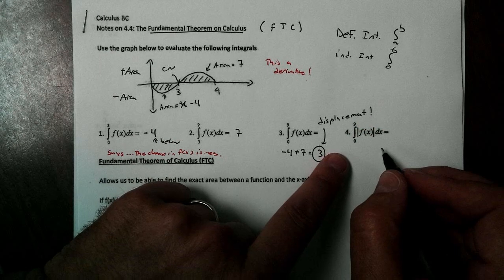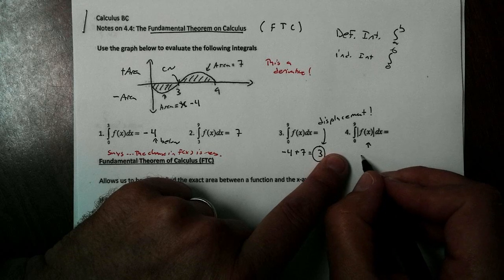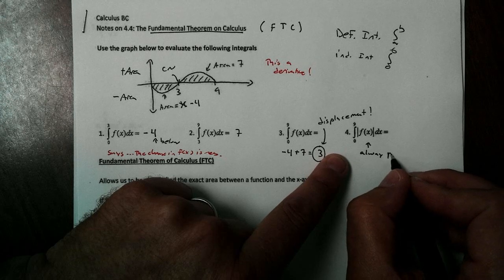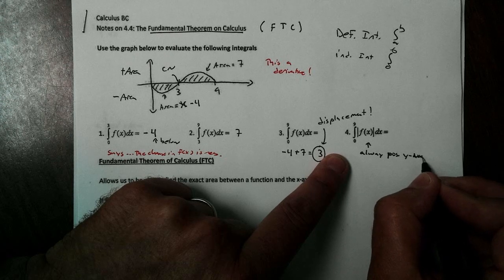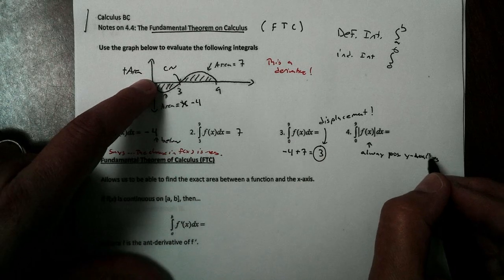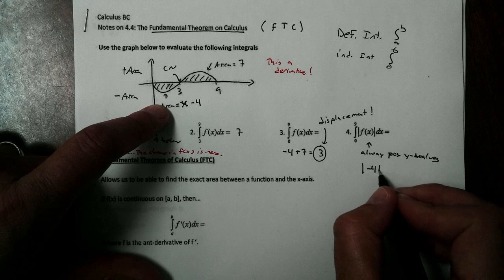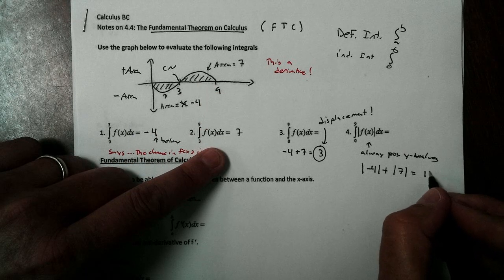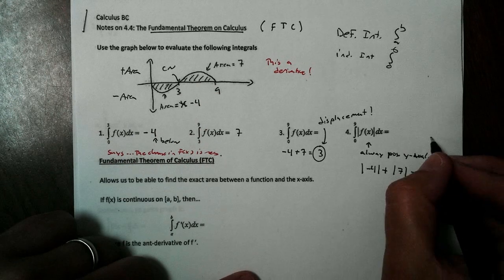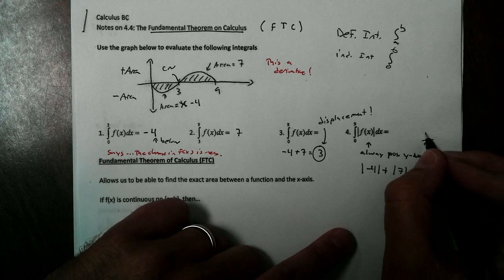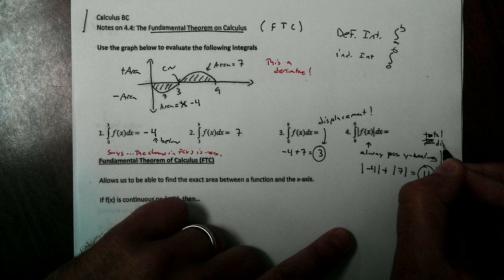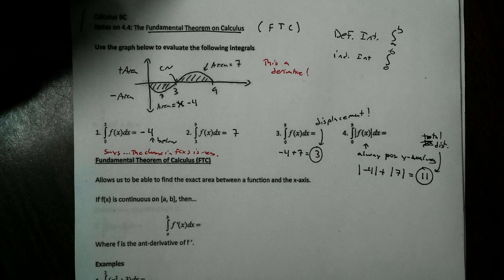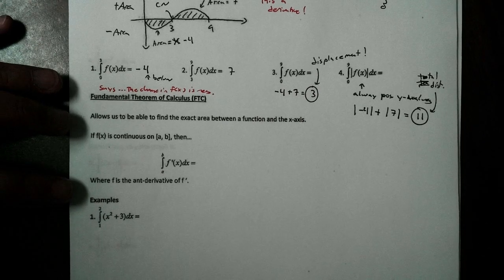And now number 4 says this is always positive y values. So whatever is below the x-axis gets flipped. So we're taking the absolute value of the negative 4 plus the absolute value of the 7, those areas, and if we add them together, we get 11. Now in physics, we call this total distance. Does that sound familiar? We're going to see a lot of this year, so we're going to come back to those in a little bit. So let's go and get started with the fundamental theorem of calculus.